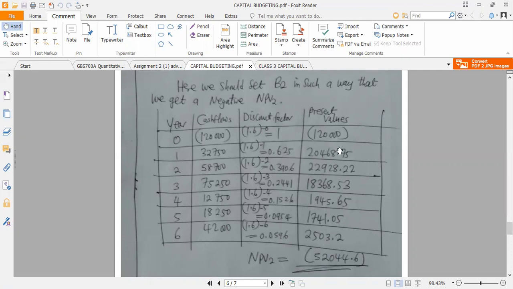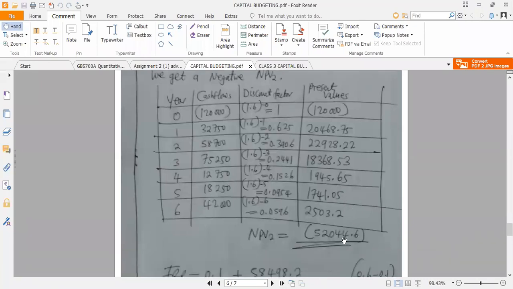So if you've seen the present value for year 1 is 20,468.75. Year 2 is 22,928.22. Then that of year 3 is 18,368.53. Year 4, 1945.65. Then adding up all these from year 1 through to year 6, subtracting the initial investment in the project, we invested in this equipment, 120,000. So our NPV2 has given us 52,044.6. It's a negative 1.